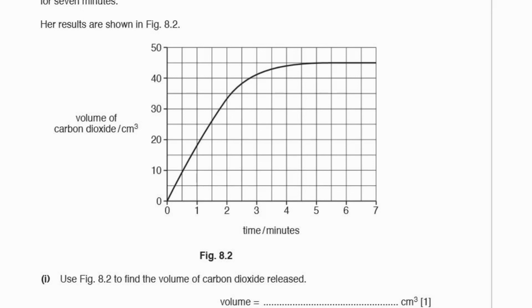1. Use figure 8.2 to determine the volume of carbon dioxide released. Okay, so we look, the maximum volume released is here, and that is 45 centimeters cubed. And it already has centimeters cubed in the answer, so you just need to write down 45. All right.